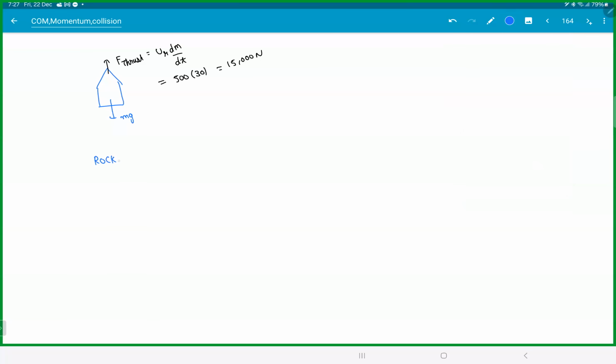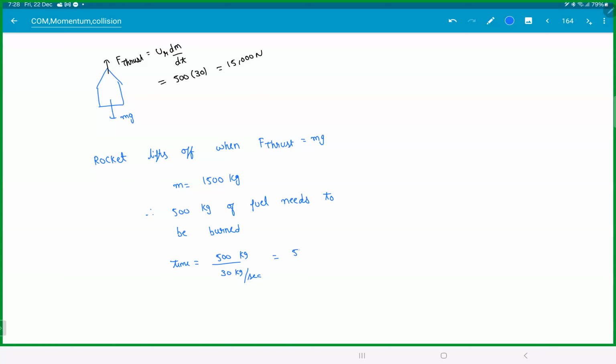So the rocket lifts off when F thrust becomes equal to mg. That means m should become 1500 kgs. Therefore, you have to burn 500 kgs of fuel. Therefore, the time will be 500 kgs by 30 kgs per second. That is 50 by 3 seconds.